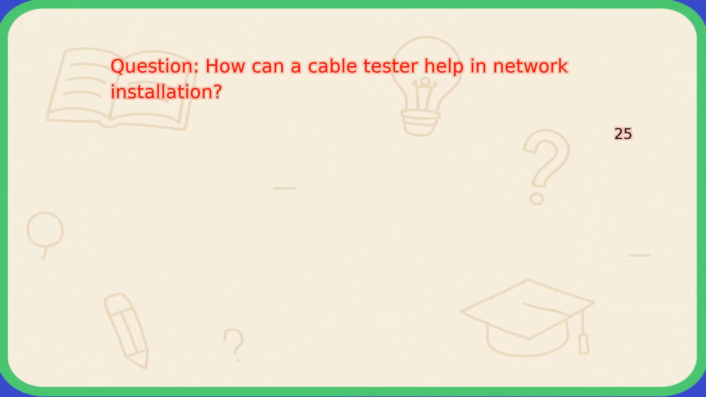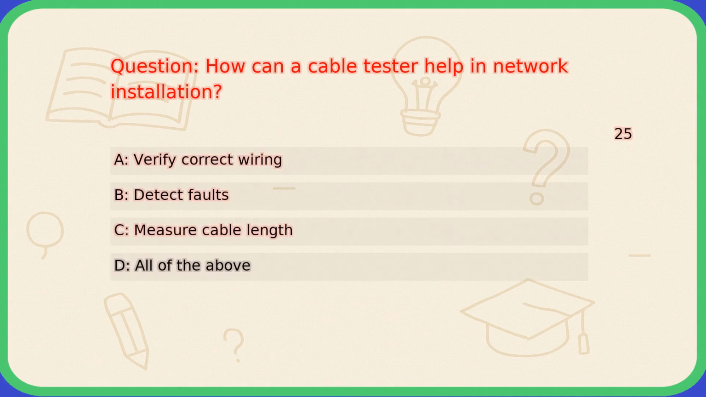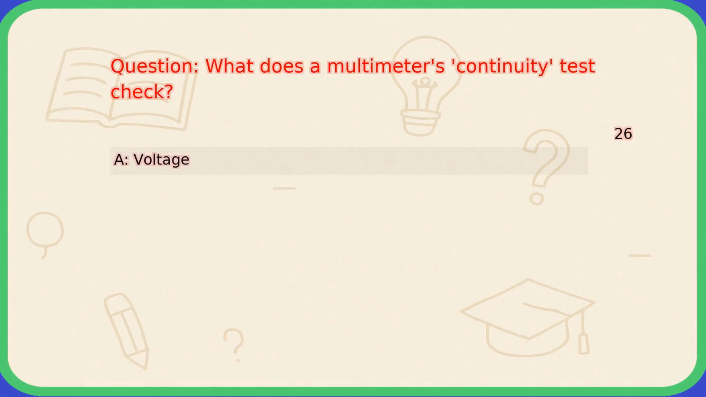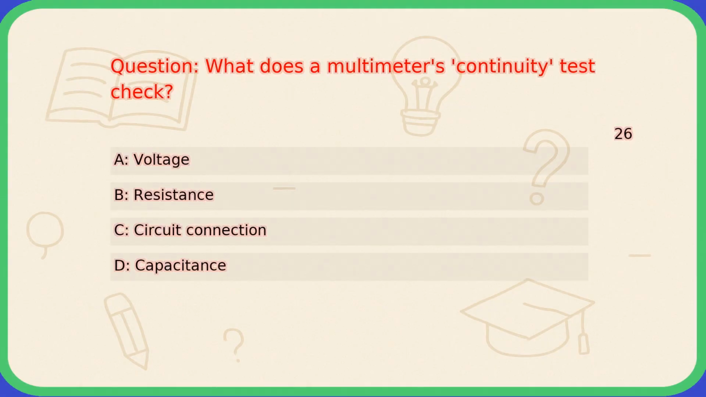Question: how can a cable tester help in network installation? Answer D. All of the above. Question: what does a multimeter's continuity test check? Answer C. Circuit connection.